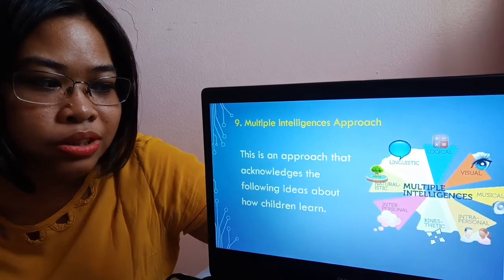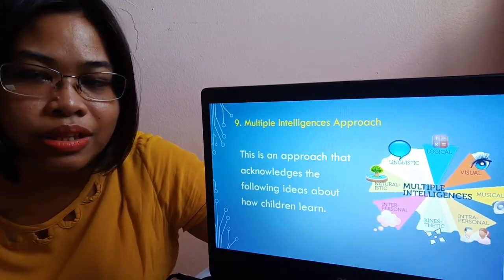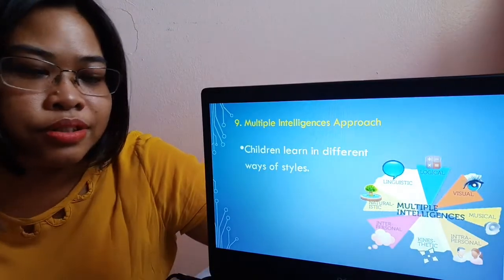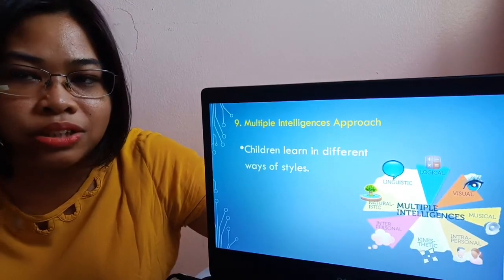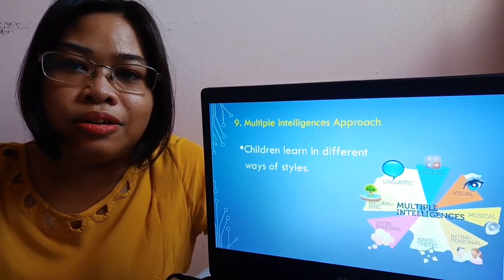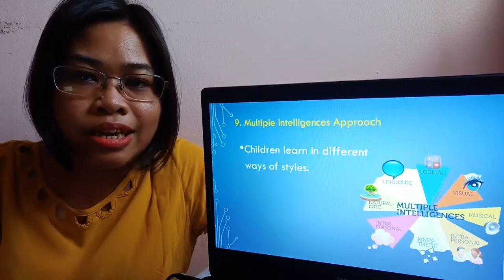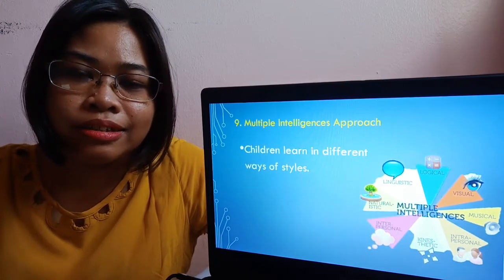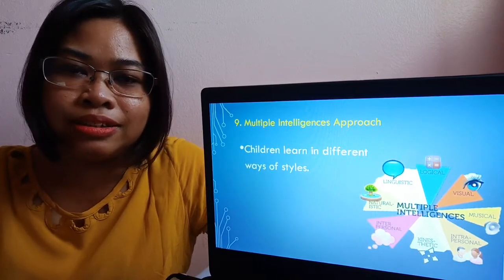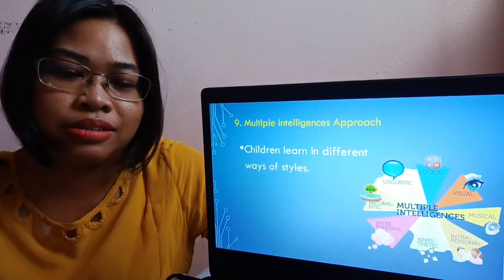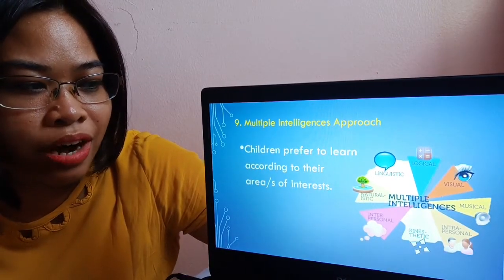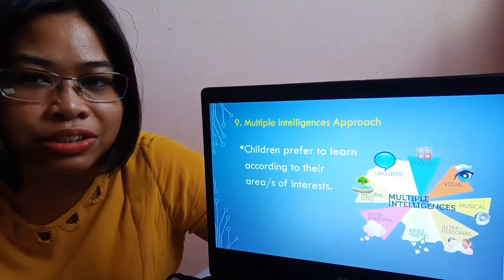Next is the multiple intelligences approach. This is an approach that acknowledges different ideas about how children learn. Children learn in different ways or styles. Some of the children learn through singing, dancing, playing word games, playing puzzles, and other ways. Children prefer to learn according to their areas of interest.